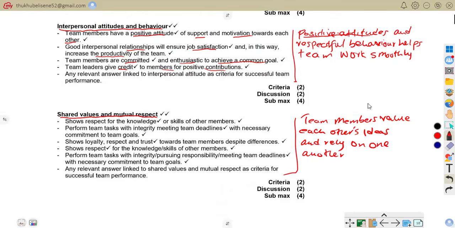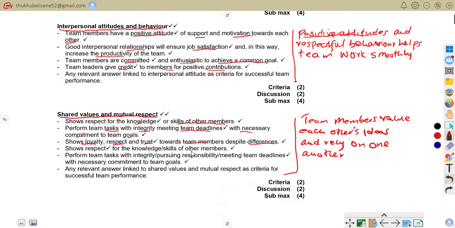That is that. Team members value each other's ideas and rely on one another. Like it says, shows respect for the knowledge or skills of other members. You follow each other's ideas. Perform team tasks with integrity, meeting the team deadlines with necessary commitment to the team goals. Show loyalty, respect, and trust towards team members despite differences.